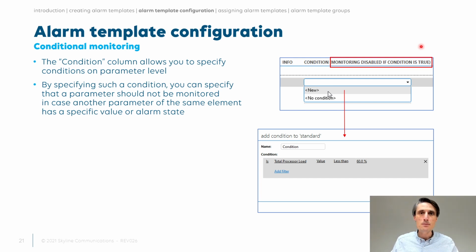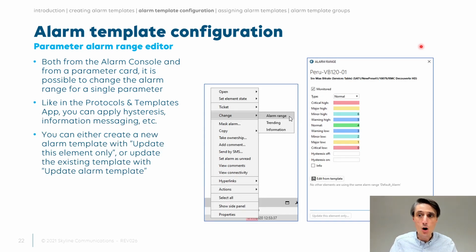I give you now the example of root cause and consequence alarms, but of course there are many other examples where conditional monitoring is applicable, where you can say, okay, it only makes sense to monitor this parameter if another parameter indicates this or that. Okay, so keep that one in mind.